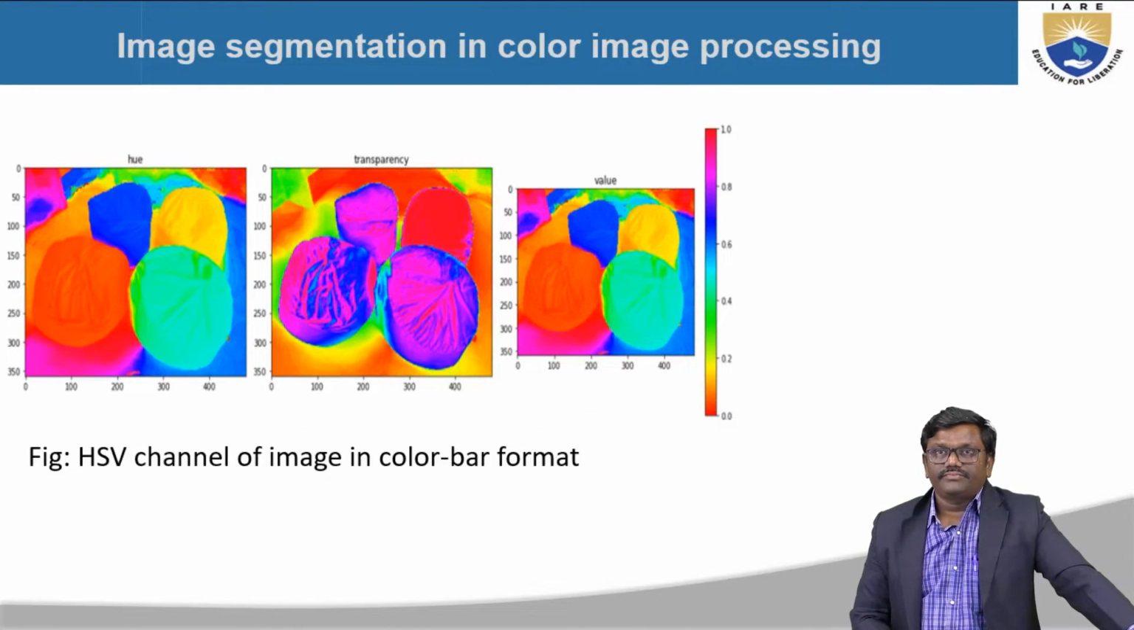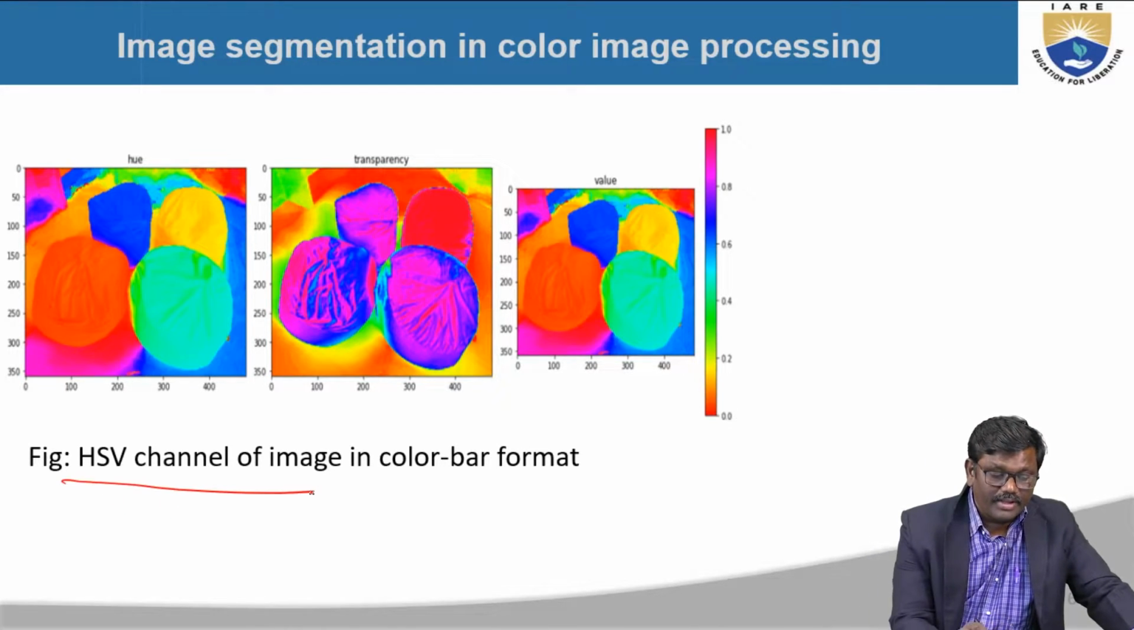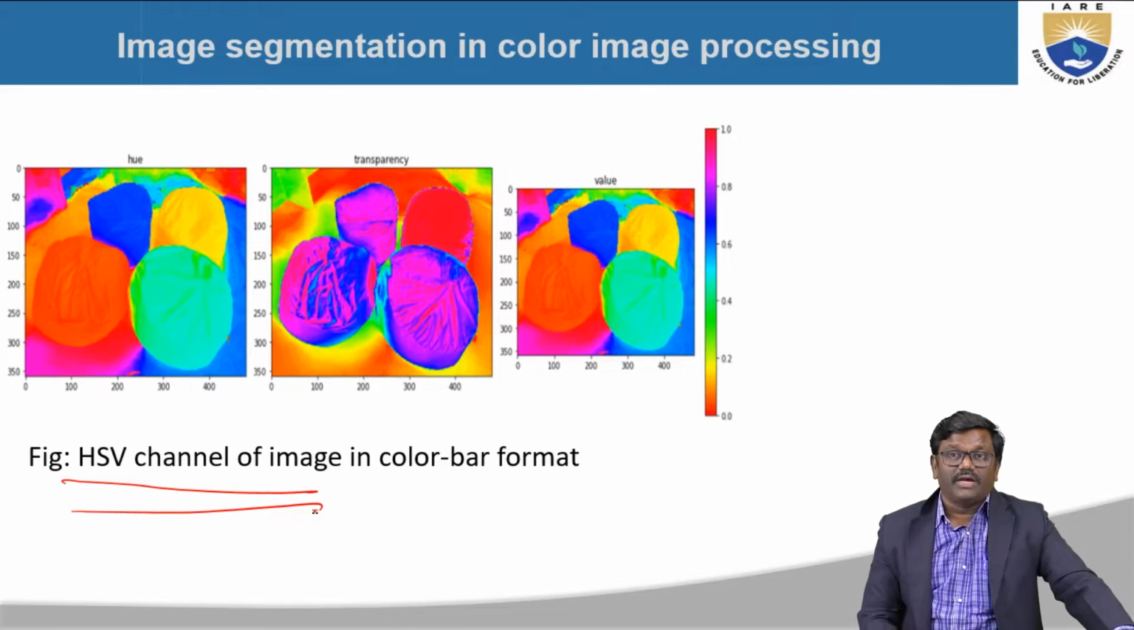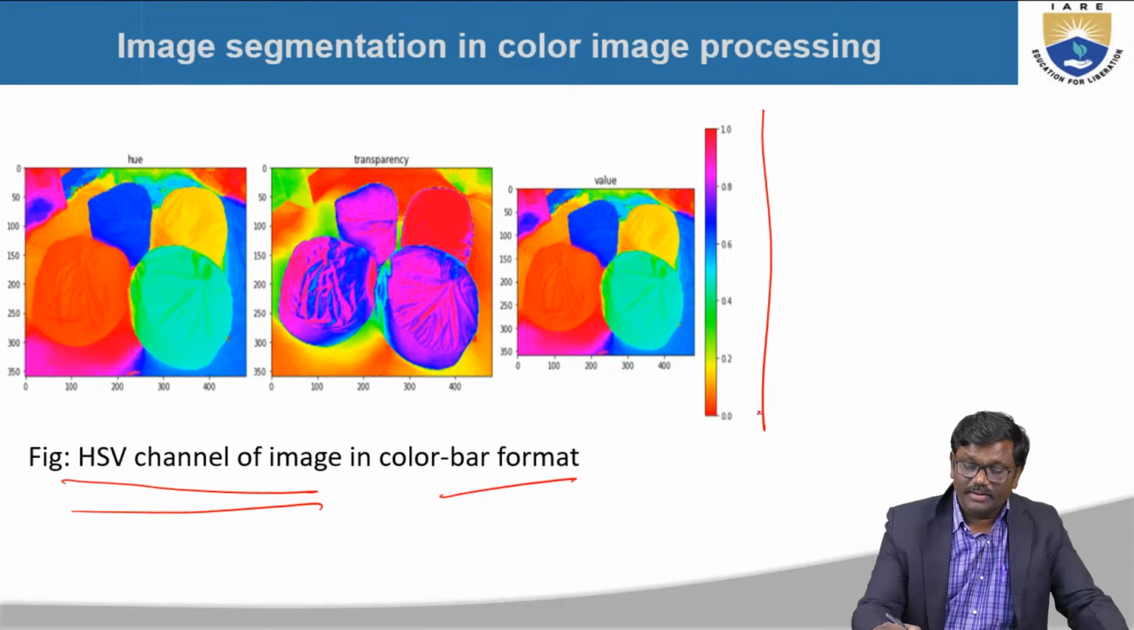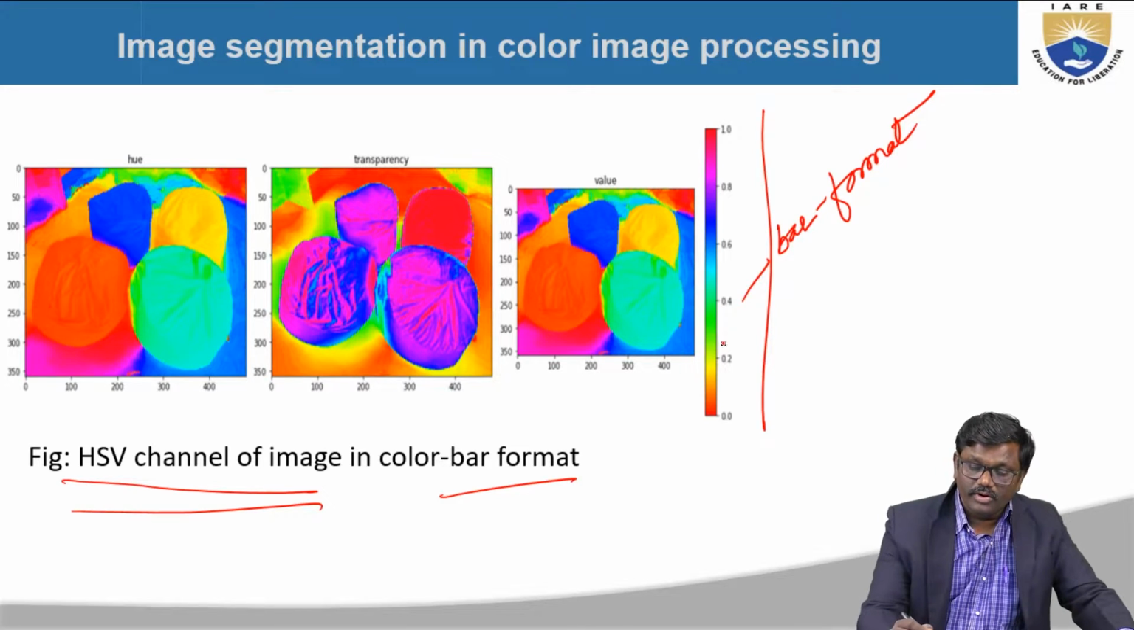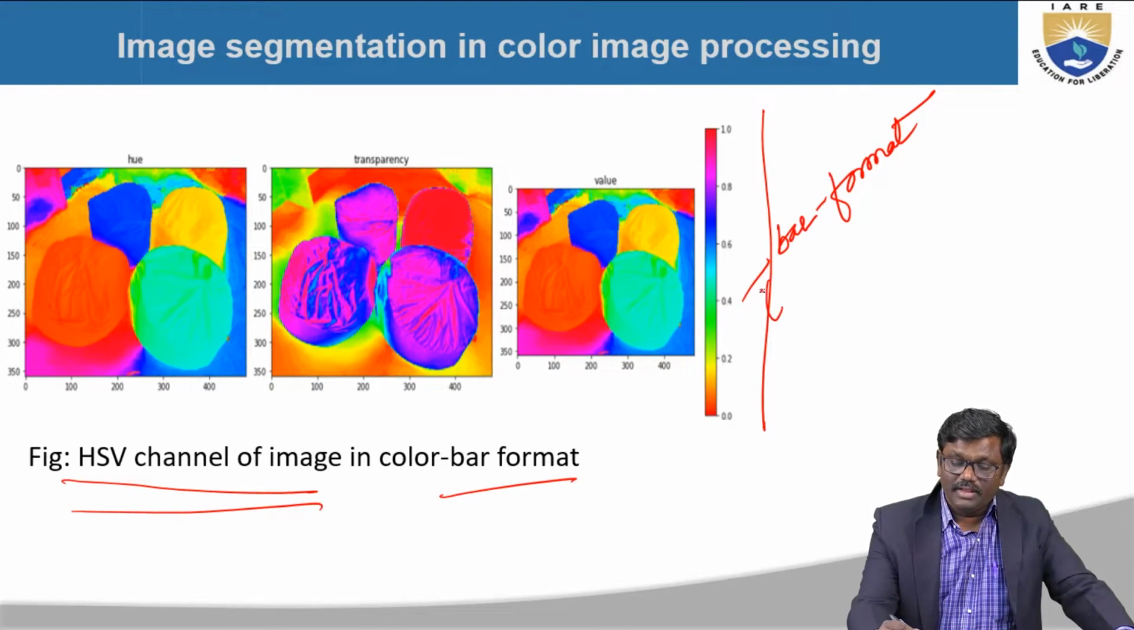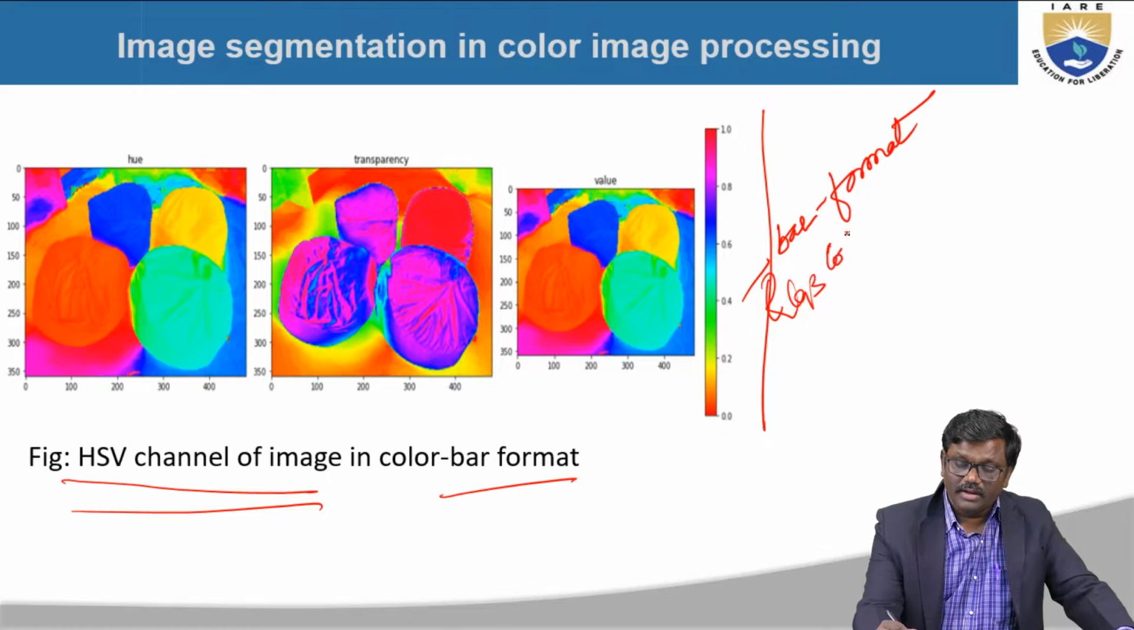So coming to image segmentation in color image processing, right now you are going to concentrate on the HSV channel of a color image, that is, the HSV channel of a color image in color bar format. This is bar format. You are going to understand from this bar with the help of RGB color.